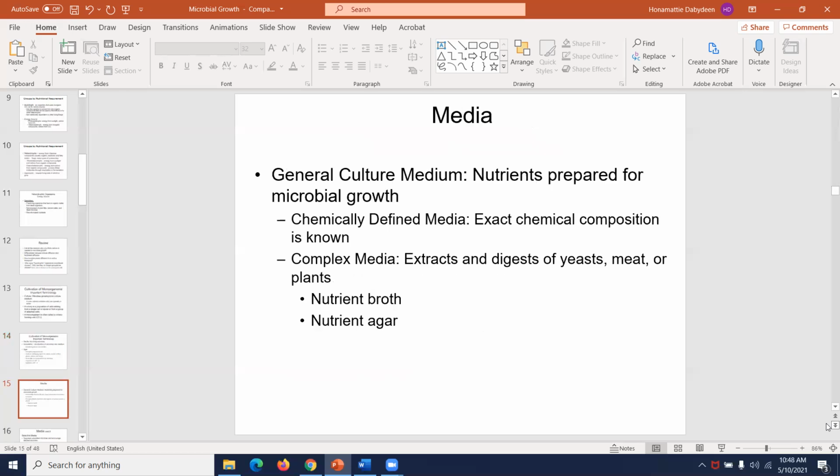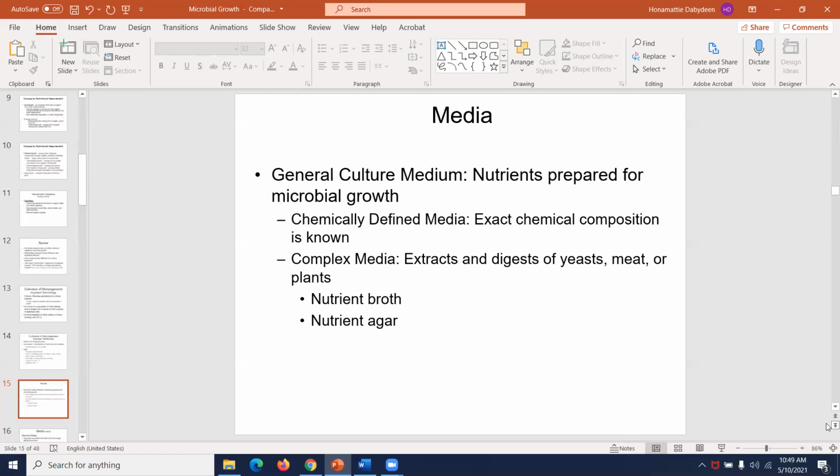Now, media, I consider the food for the bacteria. And like I told you before, we could have a liquid medium, a solid medium, or a semi-solid medium. It doesn't matter to the bacterium, I don't think. But I have a couple of words here: chemically defined media, where the exact chemical composition is known, and complex media, which is an extract made up of yeast digest, meats, partially hydrolyzed proteins we call peptones, or plant extracts and things like that. And you could have what we call nutrient media.